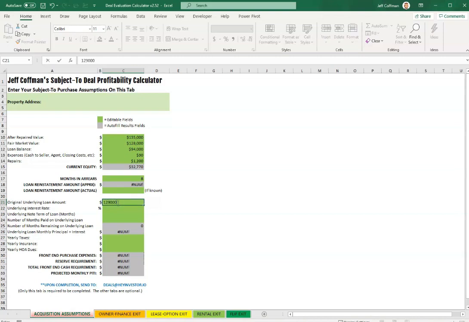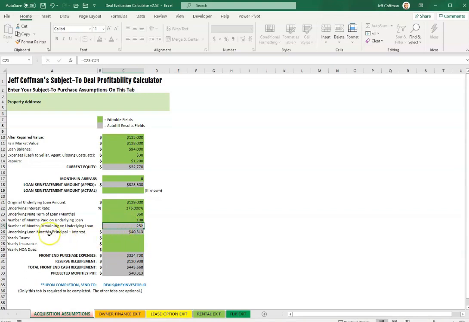That's how much her original loan was written for. Her underlying interest rate was 3.75. The term of her loan was 360 months. And the number of months that she had paid on that loan by the time I met her was, she was 9 years into this mortgage. So it was 108 months. So she had 252 months left on this note.